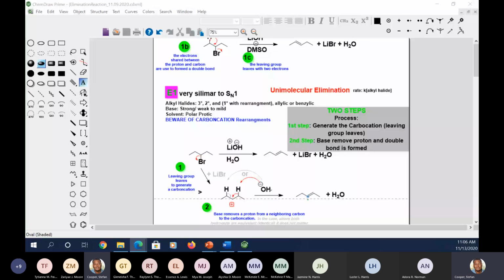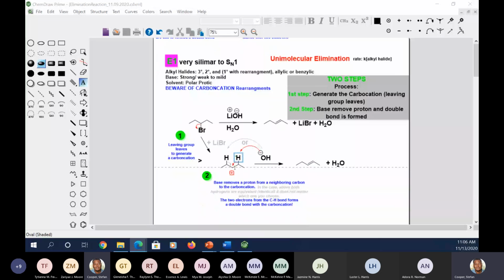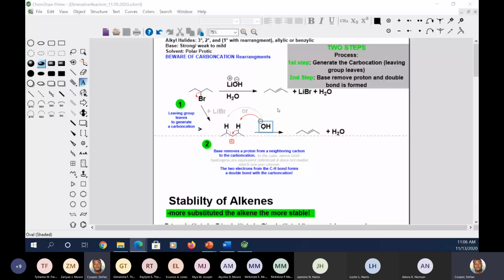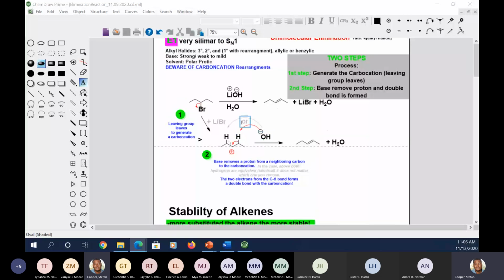And here, for this example here, it did not matter which side we pull the H from. But you guys are starting to learn that that does matter, all right? In certain cases, which side we pull the H from matters. But keep in mind, for this example here, it's completely identical. So either H will lead to the same compound.